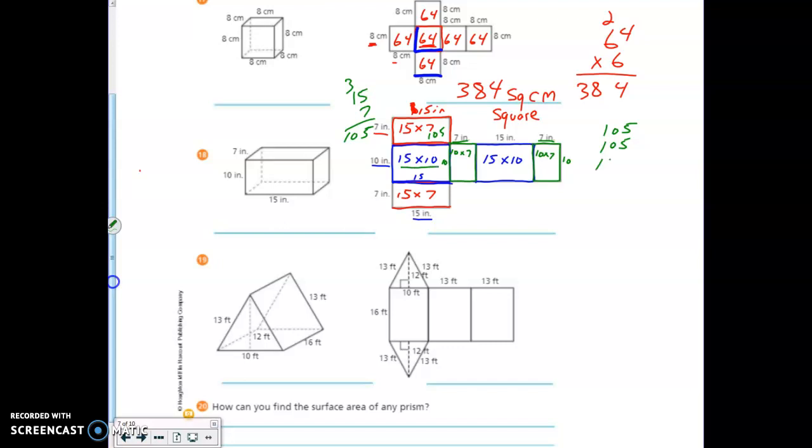15 times 10 is 150. So we've got 2 at 150. All right, and then the 2 green rectangles, another nice easy one. We're using 10, so that's easy to multiply by 10. 7 times 10 is 70. So I take those 2 70s.